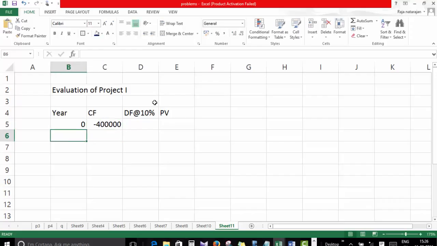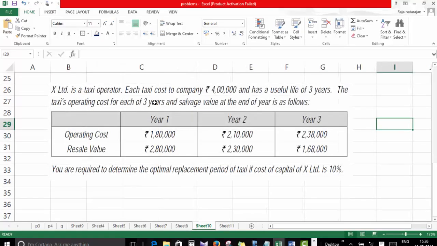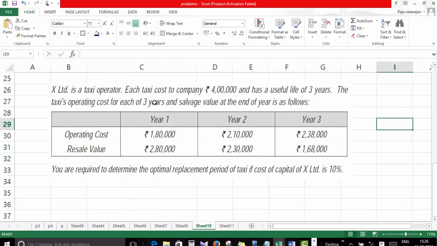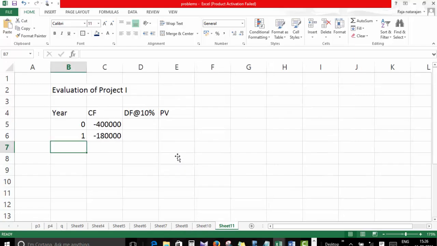Year 0 it is 4 lakhs, and in year 1 there is a cash outflow. How much is that? 1 lakh 80,000. So minus 1 lakh 80,000. Then at the end of year 1 it can be sold for 2 lakh 80,000. There is an inflow, so I'll carry that with a positive sign.